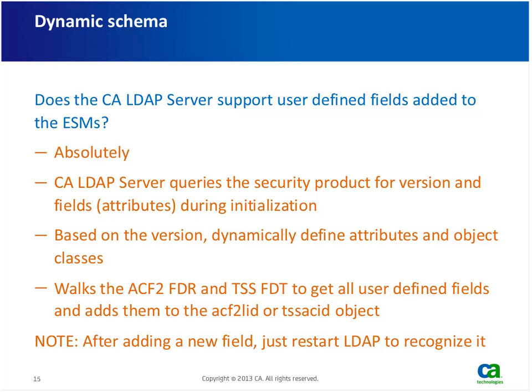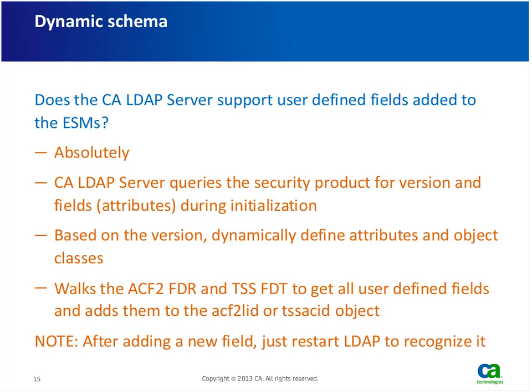With LDAP, during its initialization, it'll actually query the security product for what version of the security product is running, as well as what fields you've added to it. Based on the version and the fields that you've added, it dynamically defines the schema that the LDAP server will recognize, so that it's only the fields that are appropriate to the version that you're running. In that way, if somebody tries issuing a command to the LDAP server for fields that don't exist because it's on a different version, you'll get the appropriate messages that the field's not recognized.